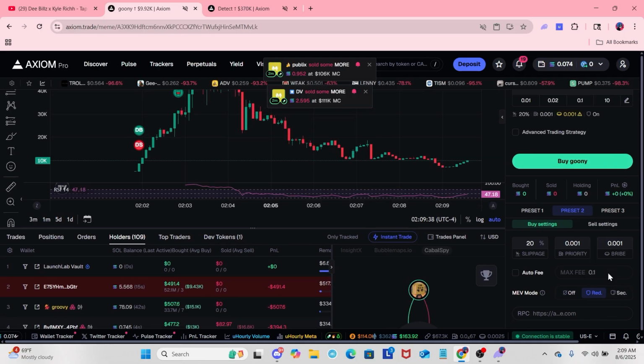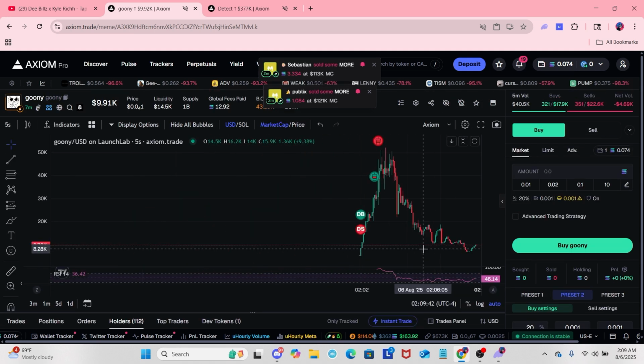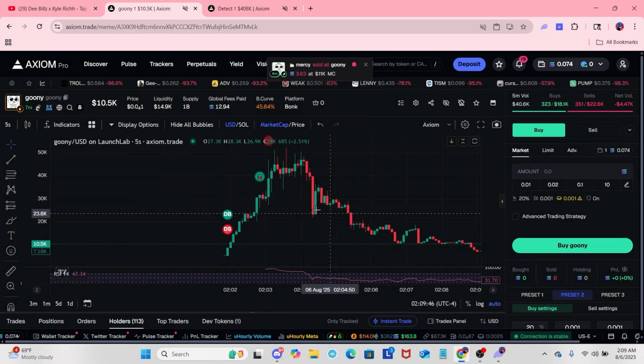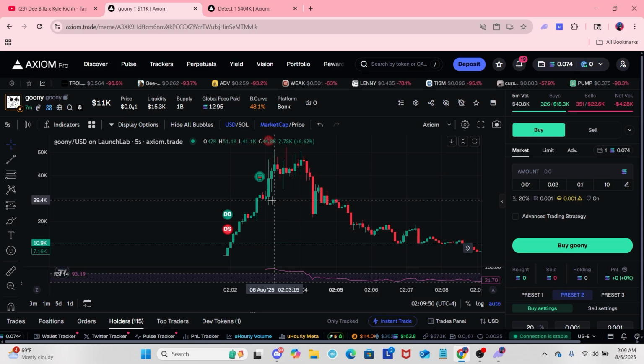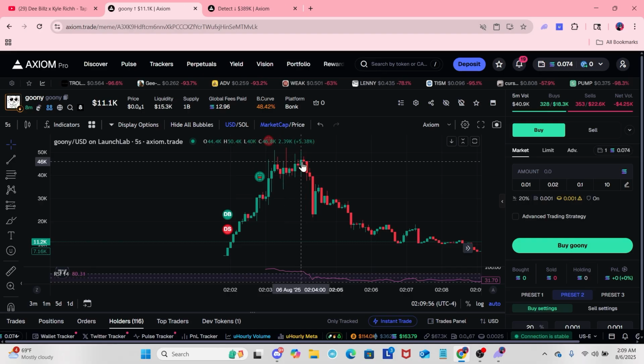Now, let's say MEV wise. MEV is basically protecting you from that case of happening, you know what I mean? For example, if you bought this coin right here, boom, you bought it down here, and it starts pumping up to here, and you try to sell all the way at the top.